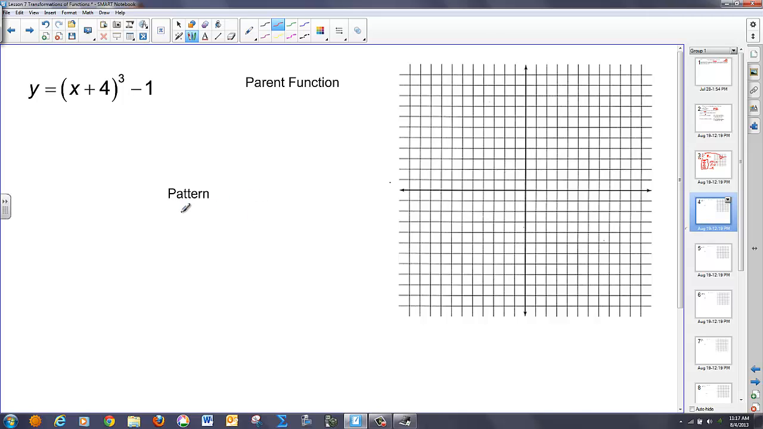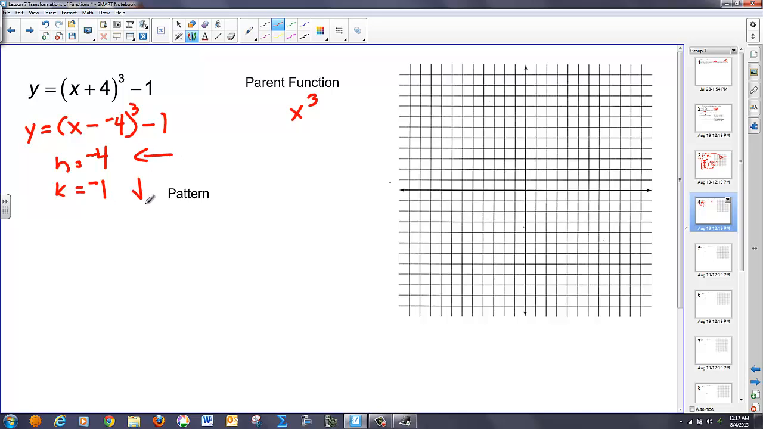This is very similar. We have a parent function of x cubed. I have a couple of translations. Now rewriting this in its standard form, I have x minus h. Well, if I want to make this a minus here, I need to have minus a negative 4. Therefore, that means that my h value is equal to negative 4 and my k value is equal to negative 1, which means I'm moving to the left and down for my translation points.